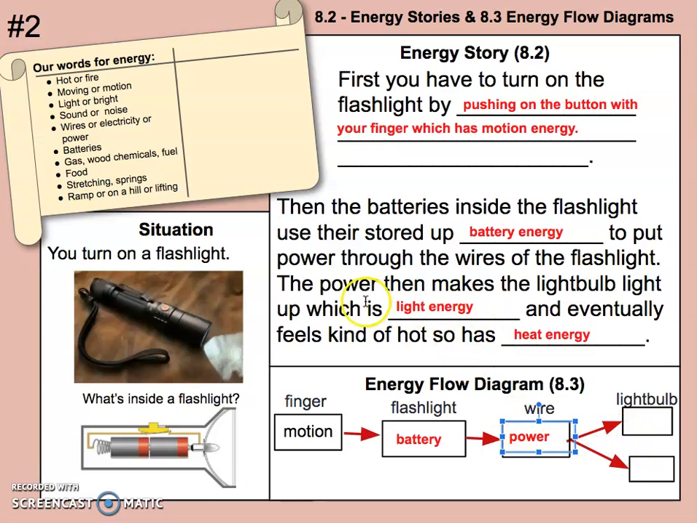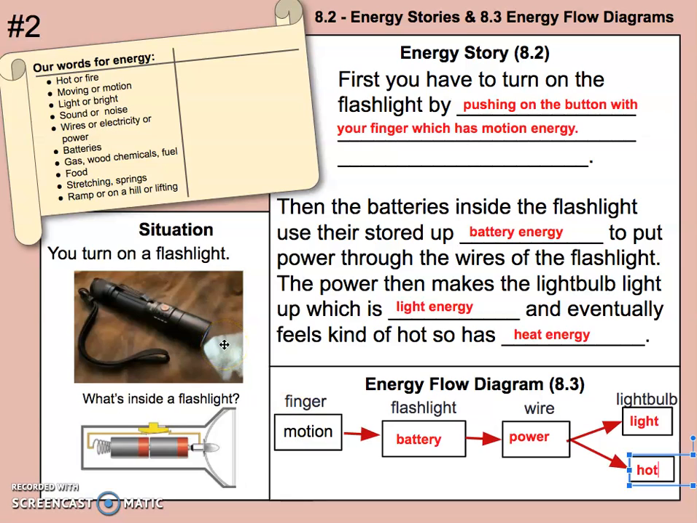And then the power makes the light bulb light up, which is light energy. Okay, so the light bulb has light energy. So I'm going to add the word light in this box. Again, I can't fit the word energy, so I'm just going to leave it as light. And then the other type of energy is that it feels hot. So it has heat energy or hot energy. Whichever one you want is okay. Again, there's lots of different words that we can use to describe different types of energy.